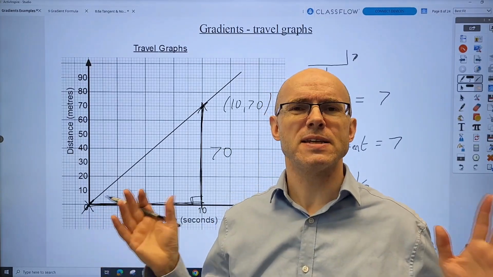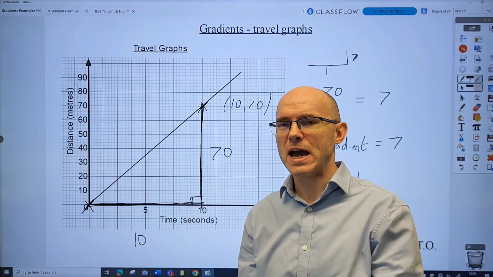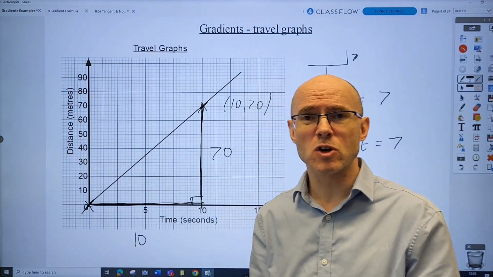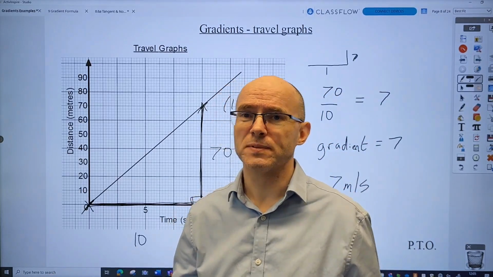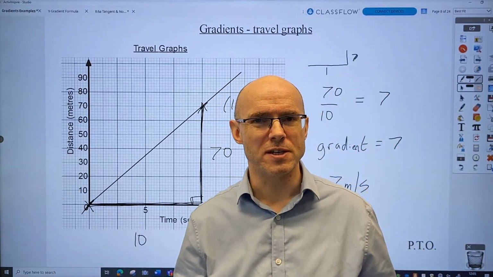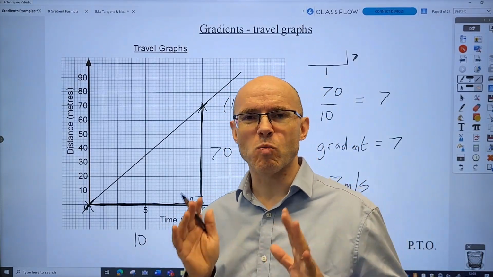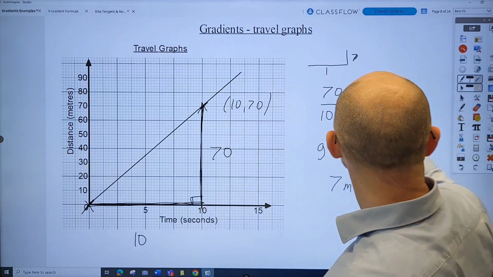Isn't that amazing? Isn't that absolutely fantastic? Because knowing how fast someone's travelling is rather important. And you can extend this further. You can work out accelerations as well. And we do a lot of that in year 12, year 13 when we do mechanics. And you probably see a fair bit in physics as well. Now I've got one more example of gradient to show you.